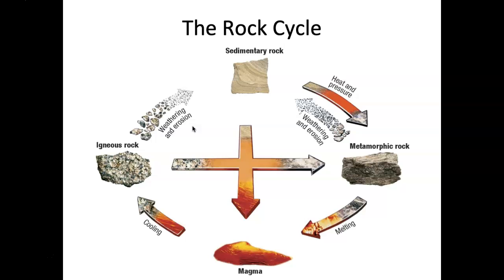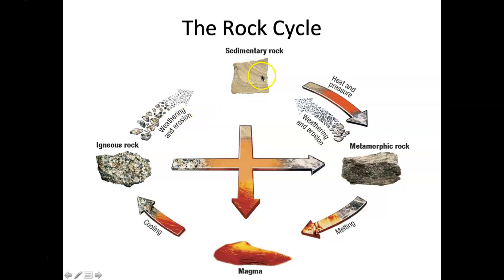So when we talk about the rock cycle, this is actually how we can go about forming these different types of rock and how they can actually reform into the other types as well. In the rock cycle, we have our sedimentary rock at the very top, which once again forms by weathering and erosion.